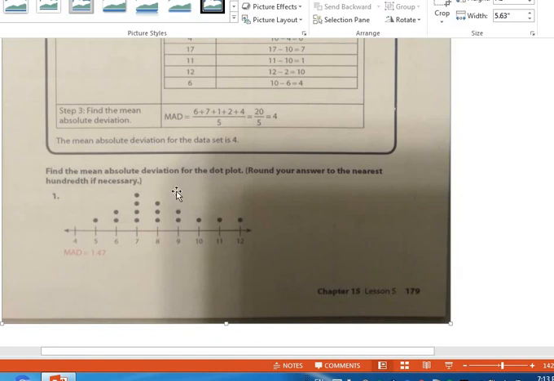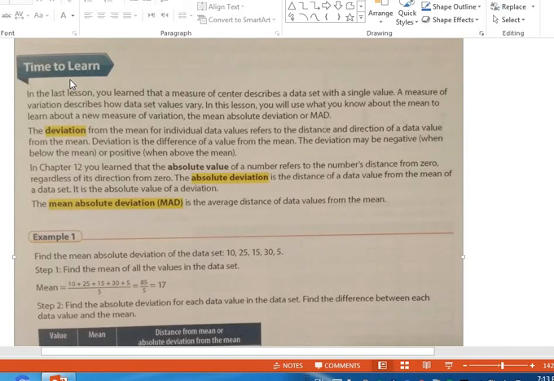Find the mean absolute deviation for the dot plot. Round your answer to the nearest hundredth if necessary. Let's do it step by step. In the last lesson, you learned that a measure of center describes a data set with a single value. A measure of variation describes how data set values vary. In this lesson, you will use what you know about the mean to learn about a new measure of variation, the mean absolute deviation, or MAD. This is called mean absolute deviation.